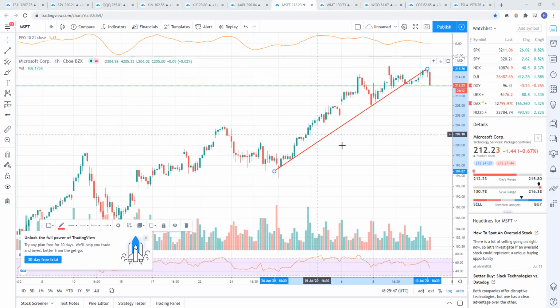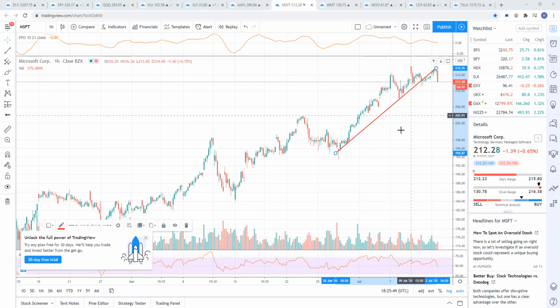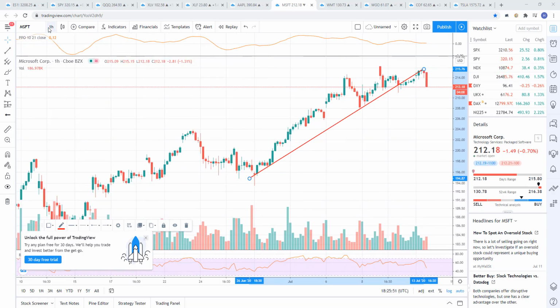Maybe this is Microsoft's trend line. It's not the cleanest line to make, but just recently we've got this, and this is just short-term stuff, but you've got this uptrend line.